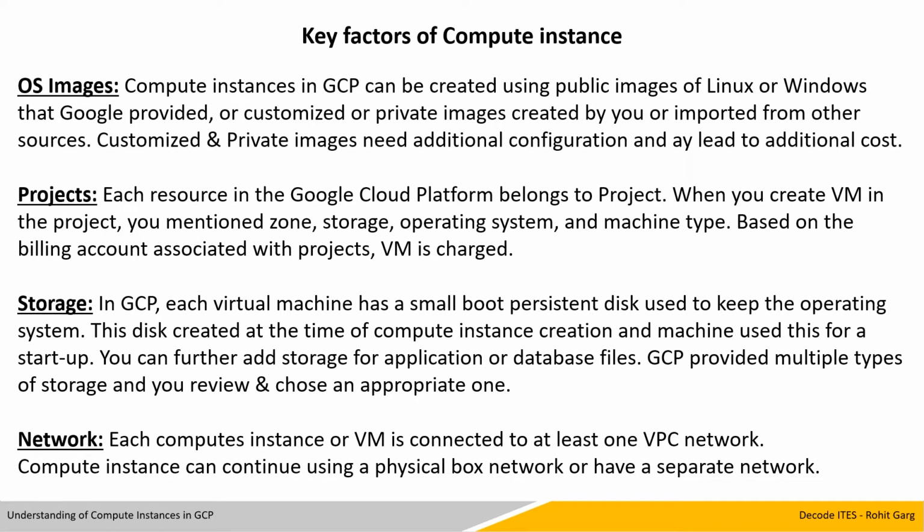Next is network. Each compute instance or VM is connected to at least one VPC, virtual private cloud network. Compute instance can continue using the default network or can have a separate network. That means when you create a compute instance over GCP environment, that instance can continue to use the default network, or you can create a separate network for that machine or a group of machines.